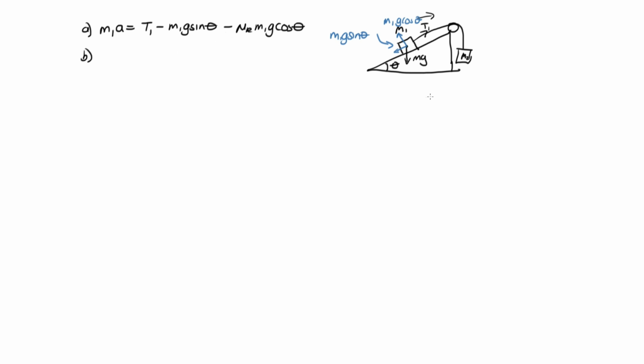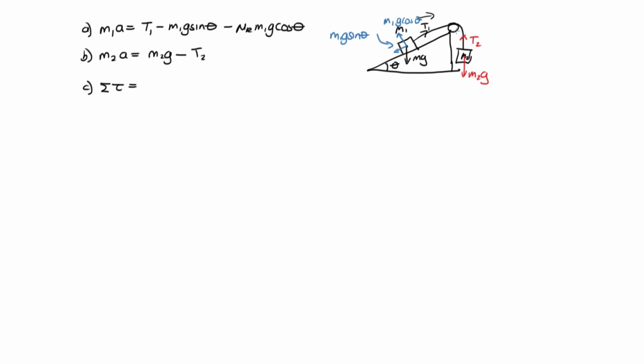For part B, we're asked to write a similar expression for mass 2. So with mass 2 over here, we've got m2g, which is pulling it down, its weight force, and then we've got our tension force, T2, pulling it up. So those are the only forces acting on this second mass, so it's a bit simpler. We can write m2a is equal to m2g, which is causing it to accelerate down, and then minus T2, which is pulling it up.